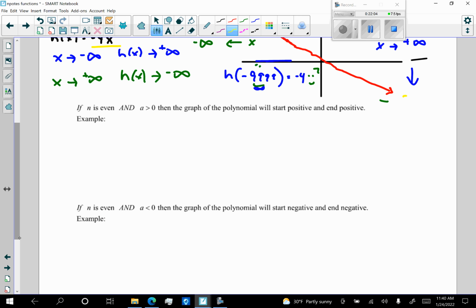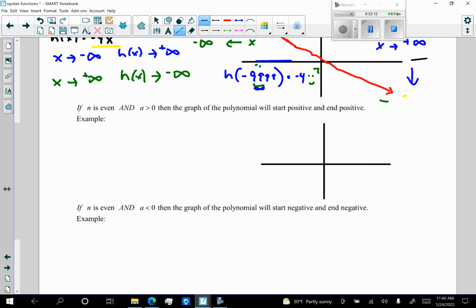A couple more examples here. If n is even and a is greater than 0, do a couple examples here. A lot going on in this video, and that's okay. If n is even, let's do an example where this happens.